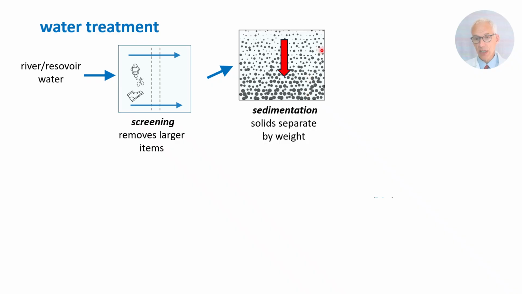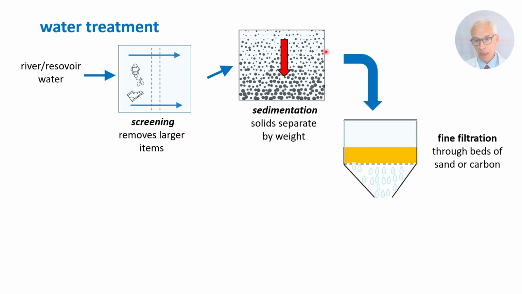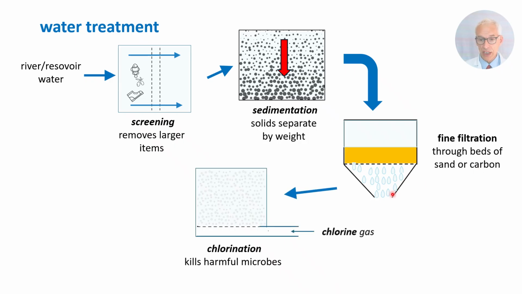So if we then drain off the top section, pass it through filter beds for fine filtration. Now that traditionally has been sand, but more recently fine carbon has been used, and that tends to remove colours and odours more effectively. So the fine filtered water is then passed into a tank.